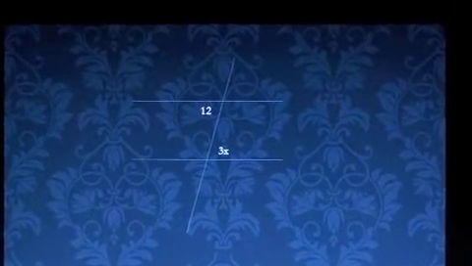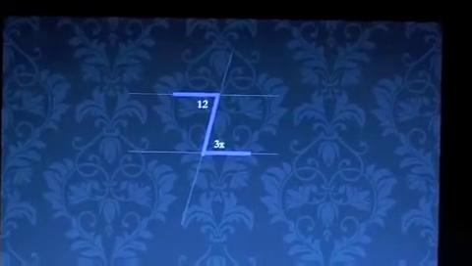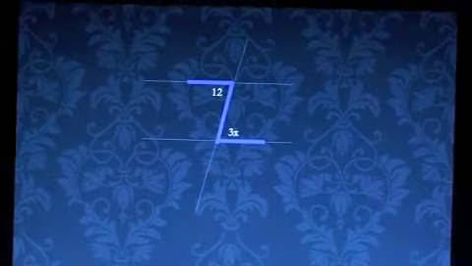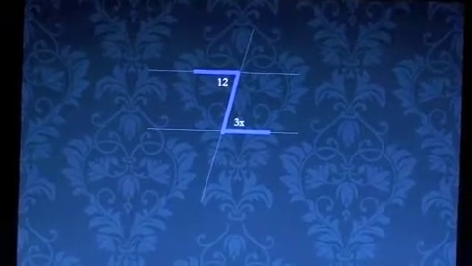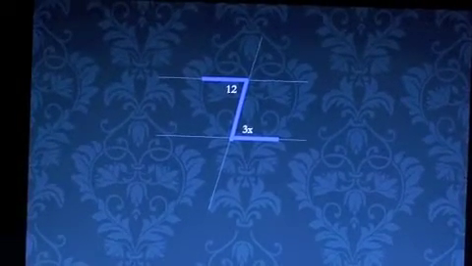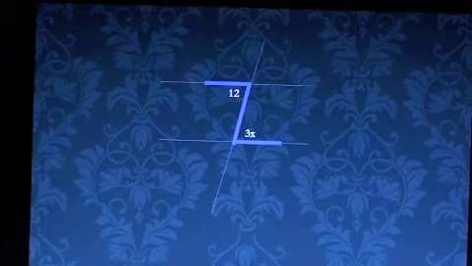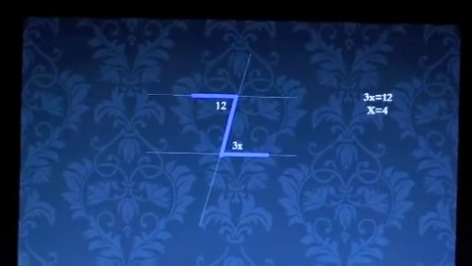In this next problem, we get these angle measurements: 12 and 3x. Looking at this diagram, we can see that the 12 and 3x make a Z. This means that they are alternate interior angles. Based on the theorem we just learned, we know that alternate interior angles are congruent. This means to solve this problem, we set 12 and 3x equal to each other. When we do this, we get x equals 4.